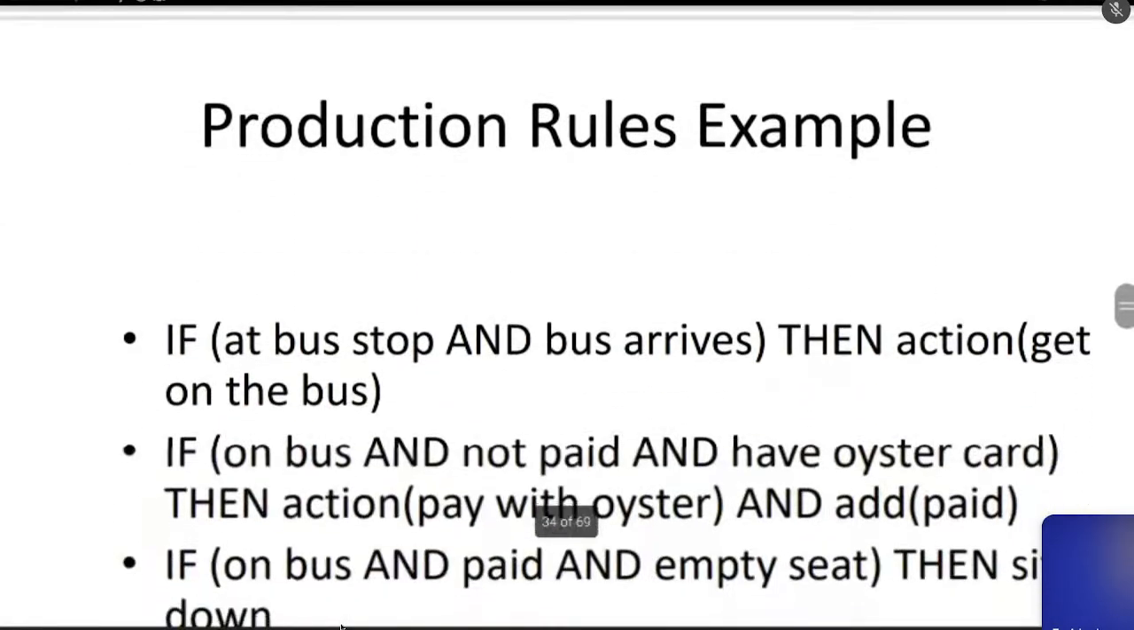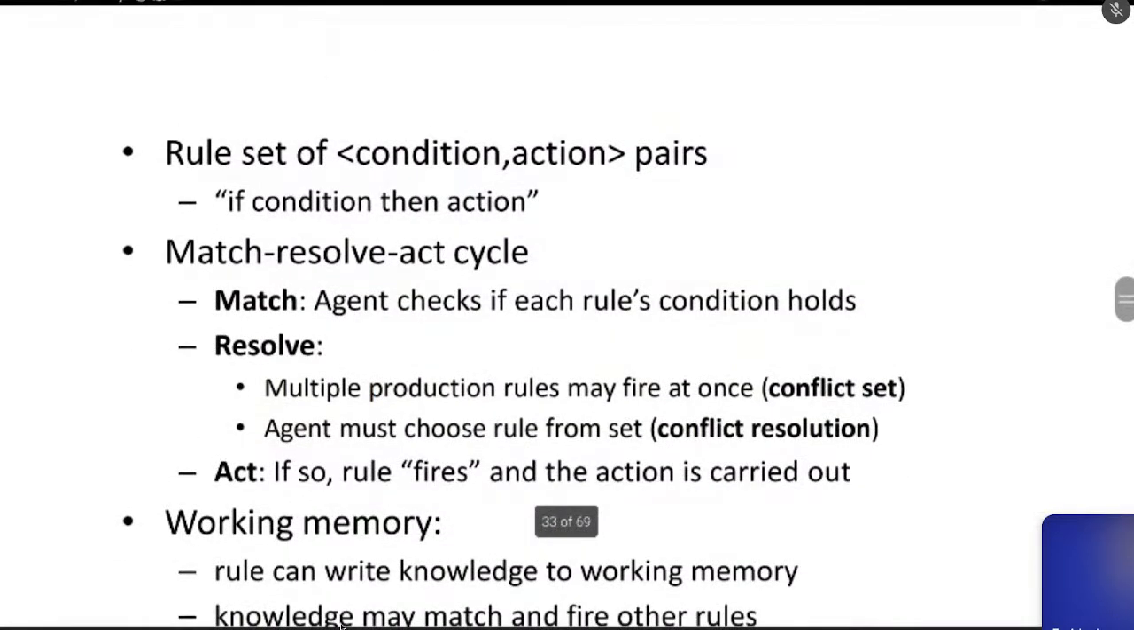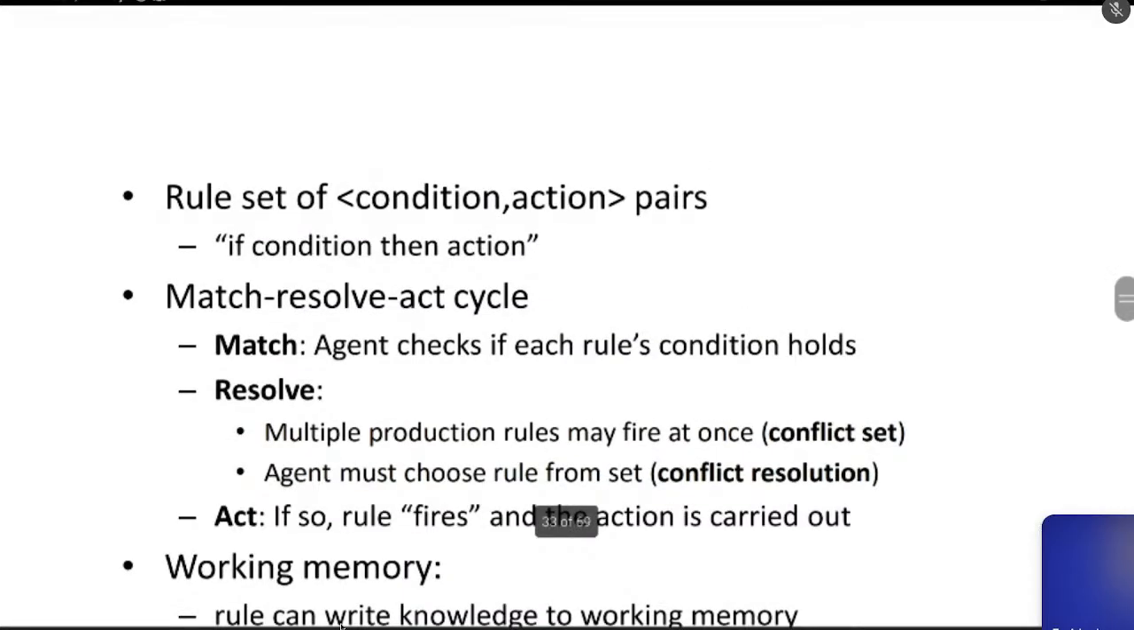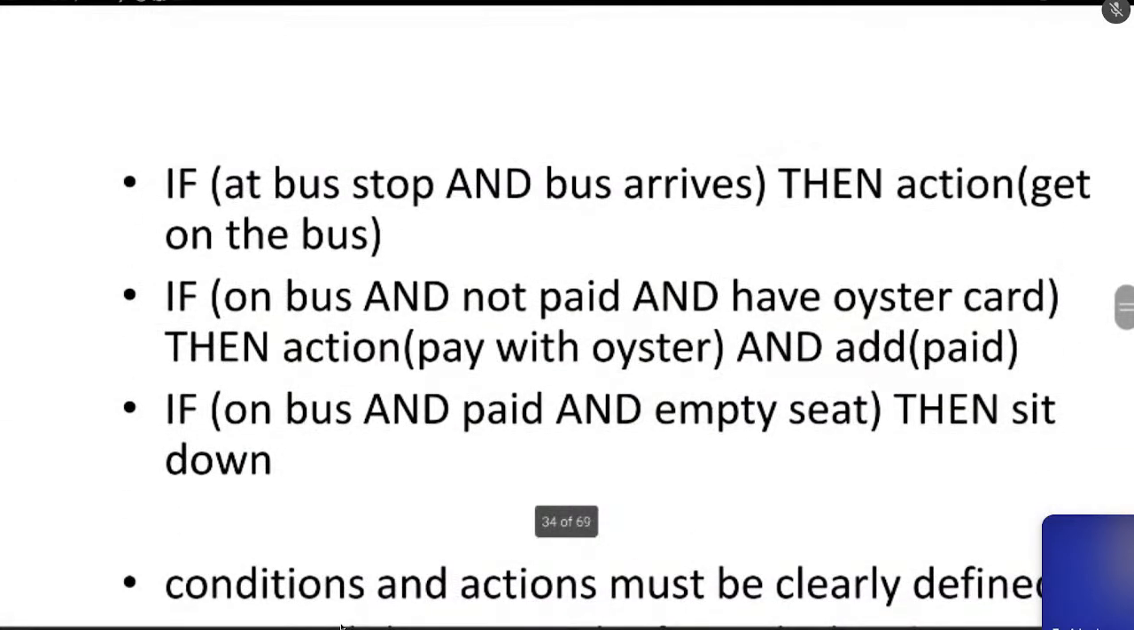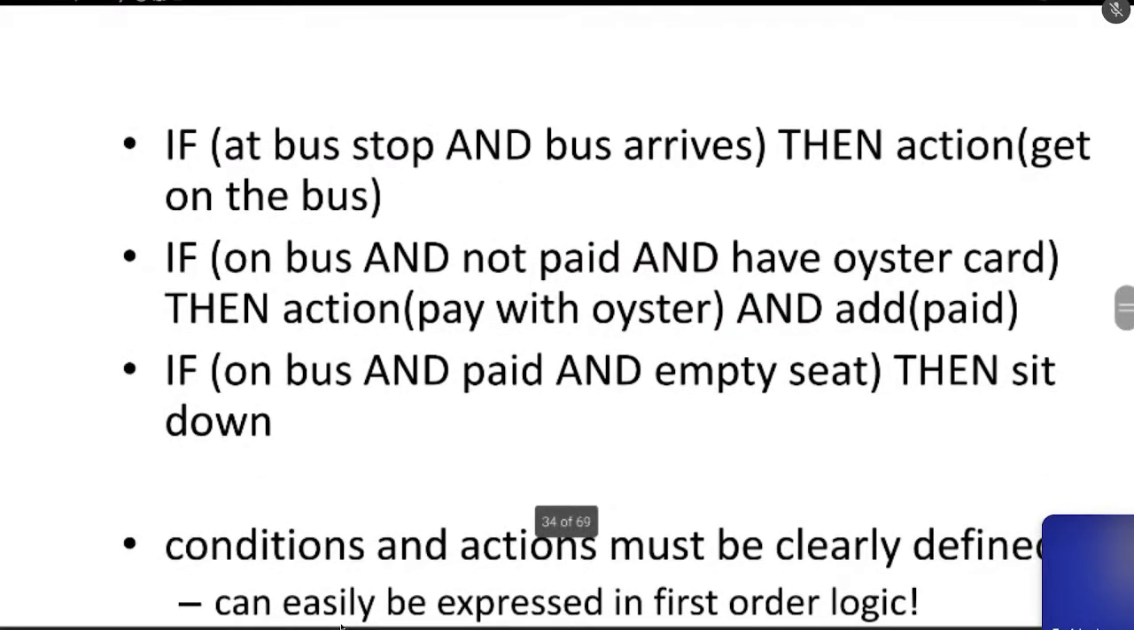Look at some examples. So the syntax is like this. You have if condition, then action. So if at bus stop and bus arrives, then action is get on the bus. So these are some examples of production rules. If condition, then action.